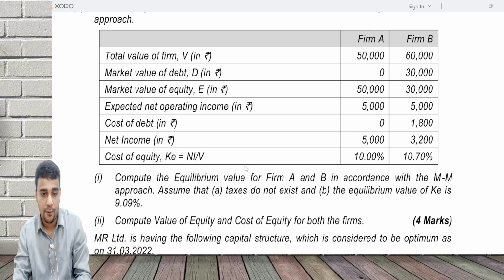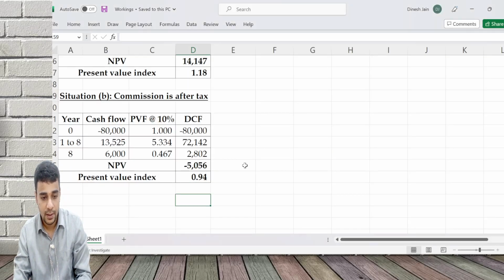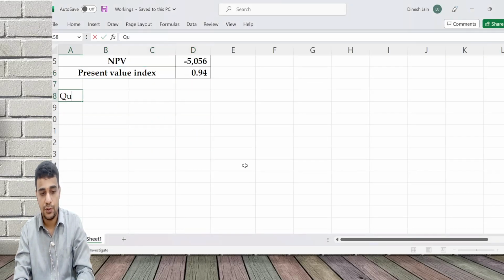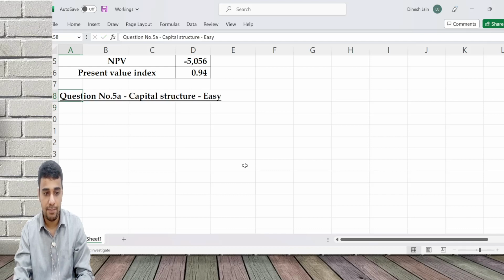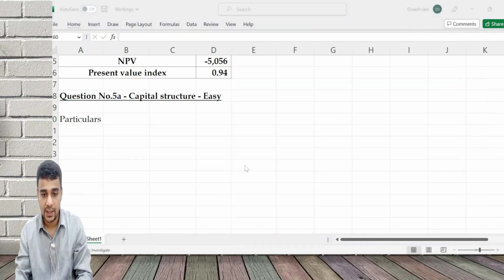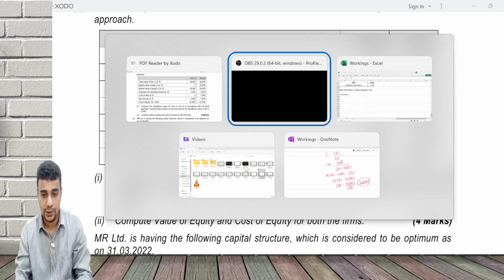Let's put it in the format we normally follow. Again, I felt this question to be simpler only. Question 5A. This came from capital structure. Kind of a simple or an easy question. Some data points are given. I'll explain what are those data points, what is the use of that in some time.